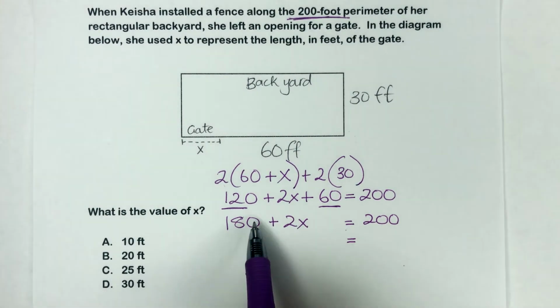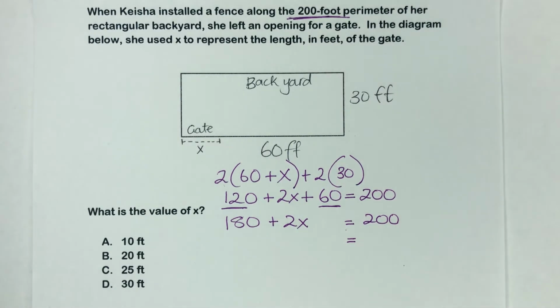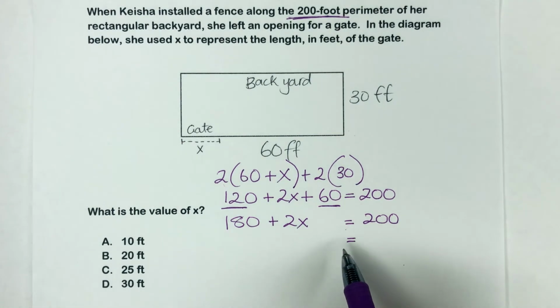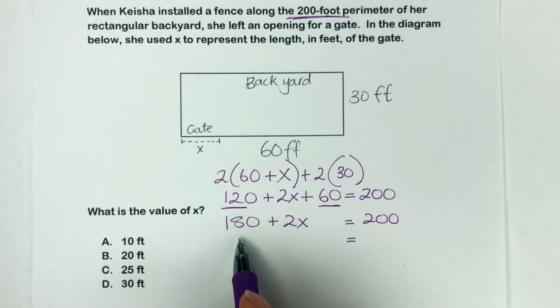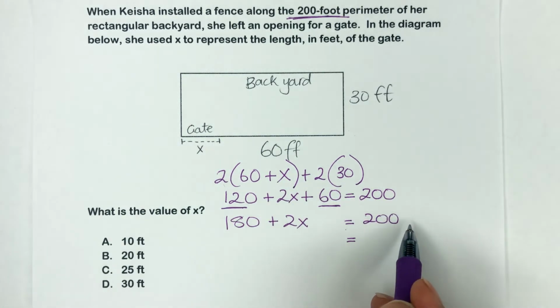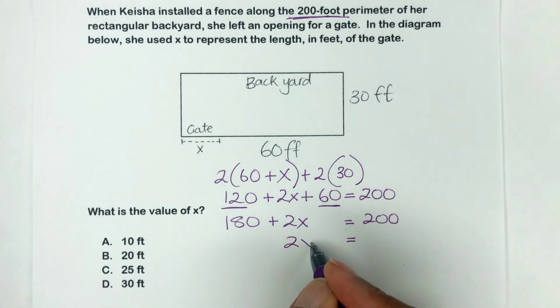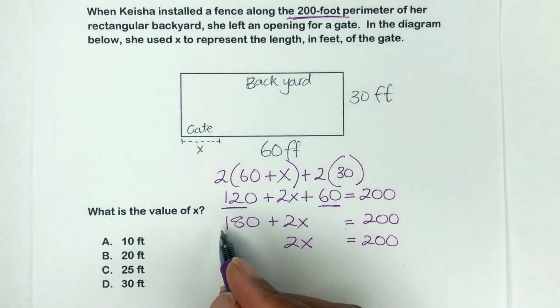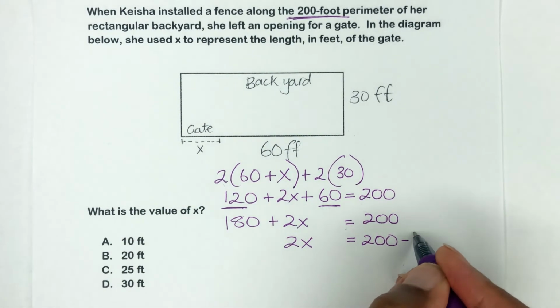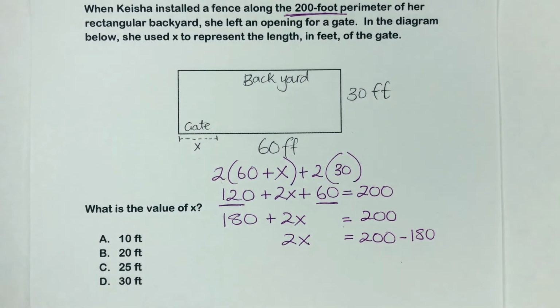So what's the next step? The strategy is always the same, isn't it? What's the aim? The aim is to get the x by itself all the time. So the 2x stays on this side, but this 180 doesn't stay on the side because it doesn't have a variable. So it has to join its family over here. The 2x stays here, and the 200 stays on the right, but then the 180 comes over and joins it. But when it does, it's going to change its sign. So that's going to be minus 180.